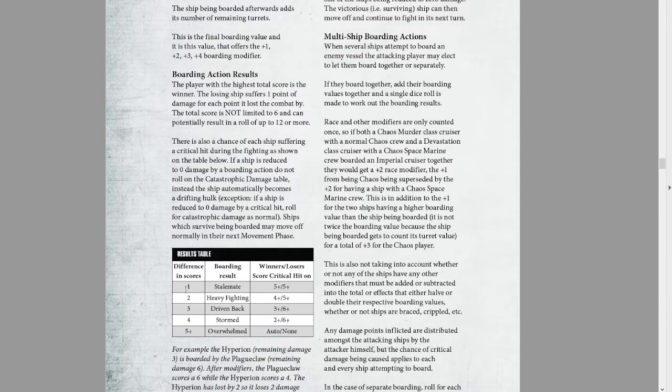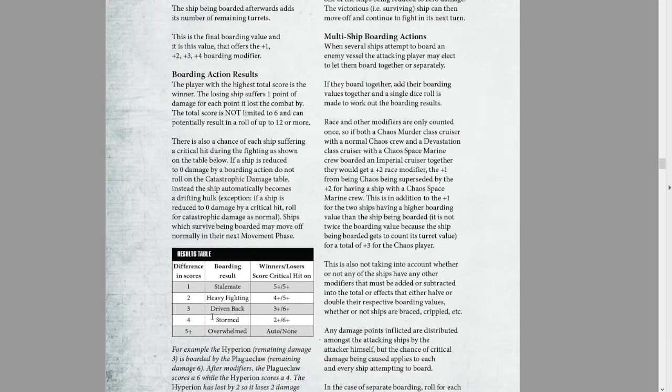If the difference in score is 1, the boarding result is considered a stalemate. So one person takes 1 point of damage. Both sides roll a d6, and on a 5 up, the opponent takes a critical hit. If the difference is 2, with heavy fighting, the winner of that boarding action rolls a 4 up to cause a crit to their opponent, and the loser rolls a 5 up to cause a crit. Now, on a 3, which is driven back, the winner rolls a 3 up, and the loser rolls a 6 up on the crit.